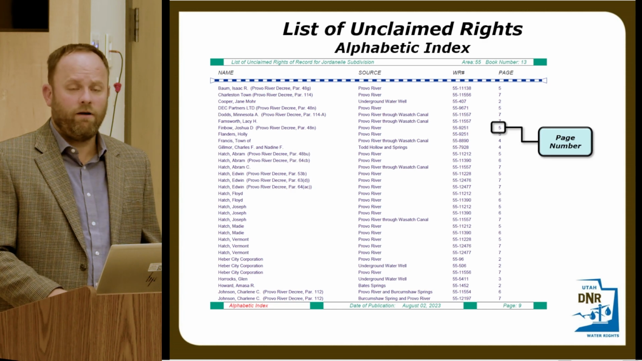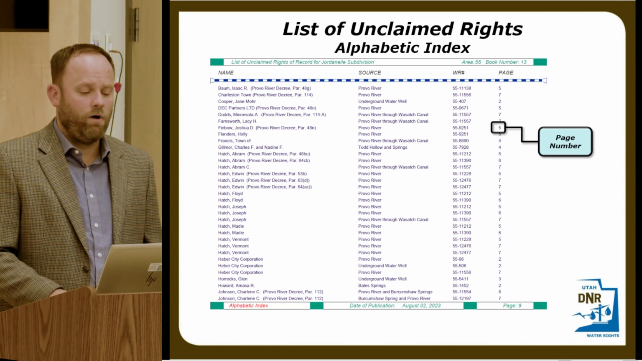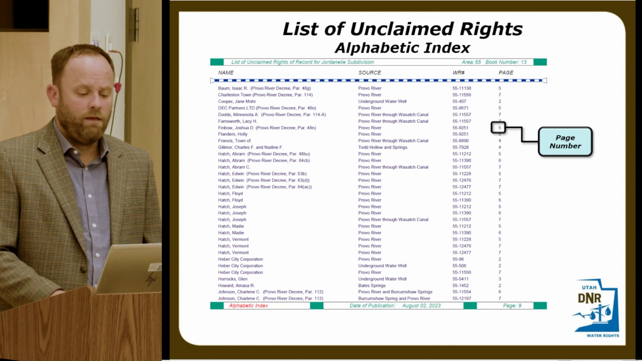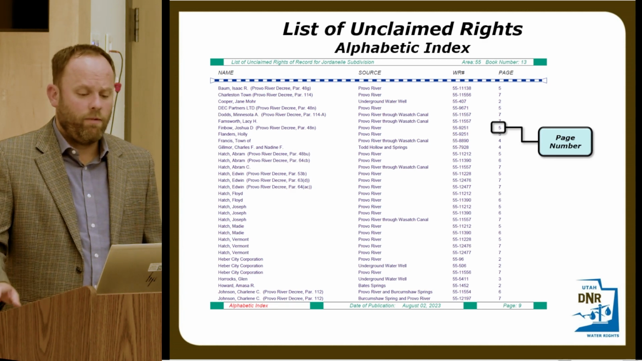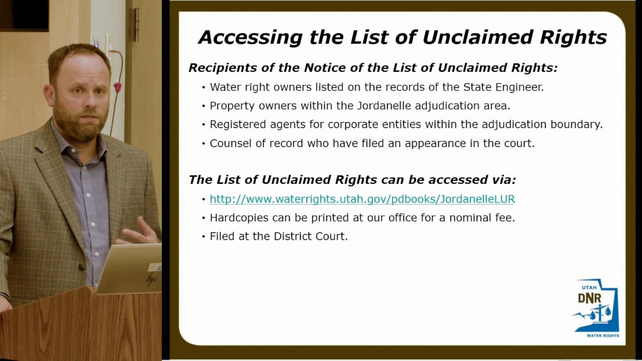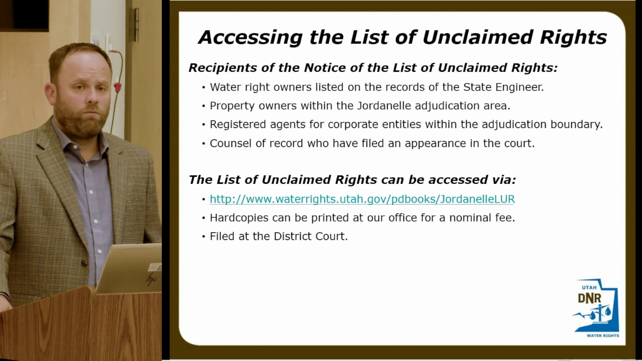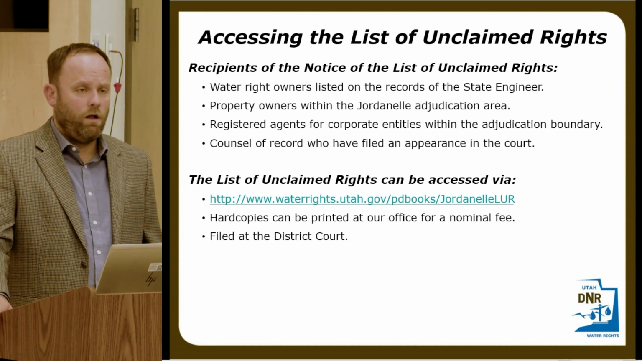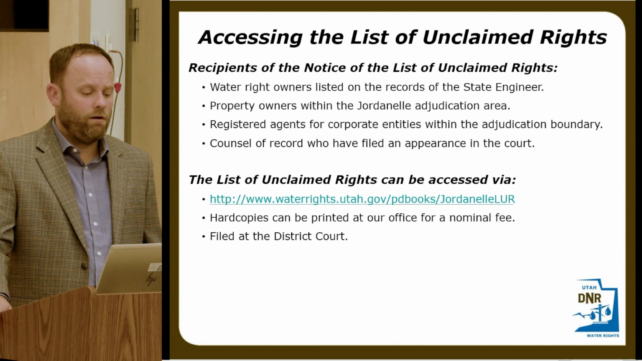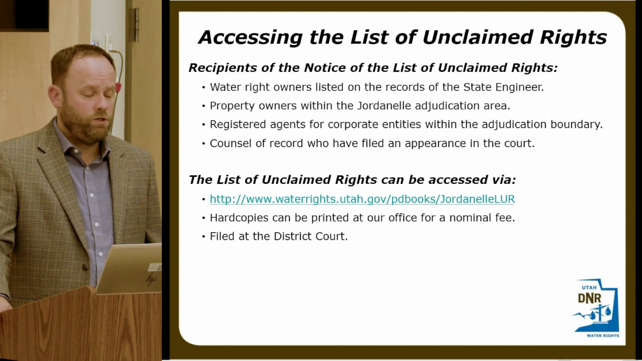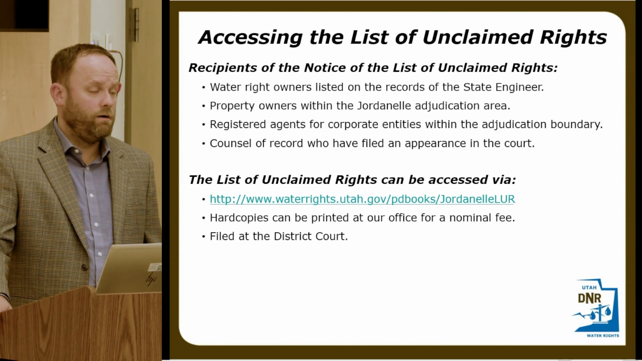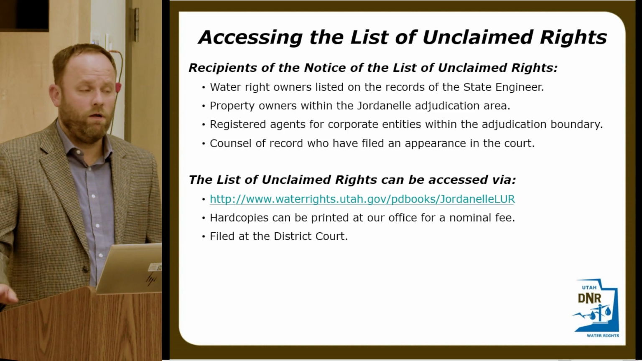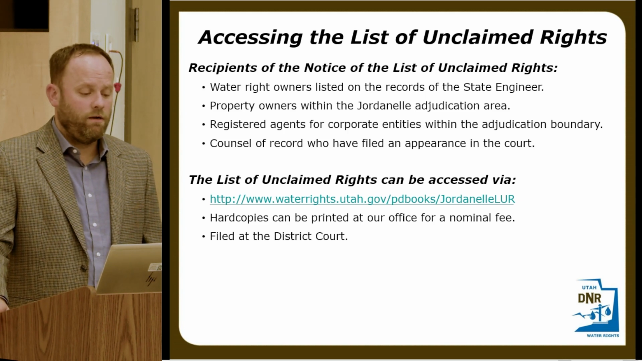It's a very simple document. It's just a listing of water rights. That's what constitutes the list of unclaimed rights. Let's talk about what has just happened. So in the adjudication process, we send notice to all of the known water right owners of record, the property owners within the Jordanelle subdivision, and then registered agents and counsels of record. Those are all people that receive notice of the list of unclaimed rights.